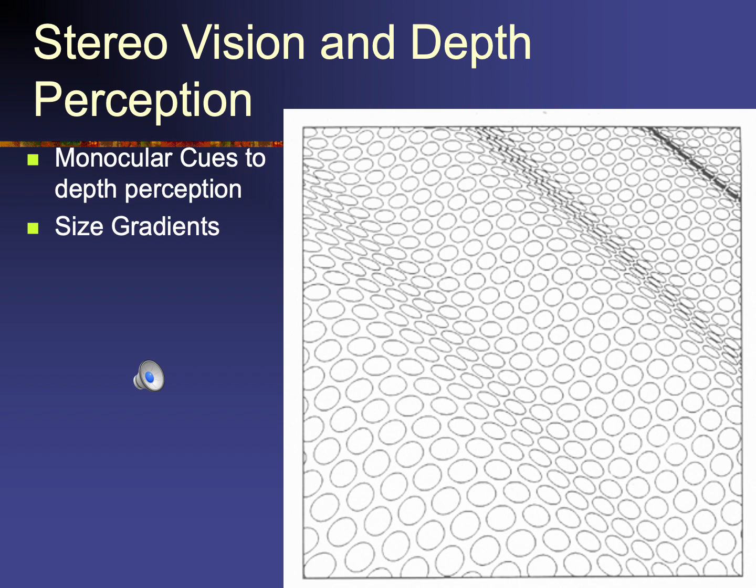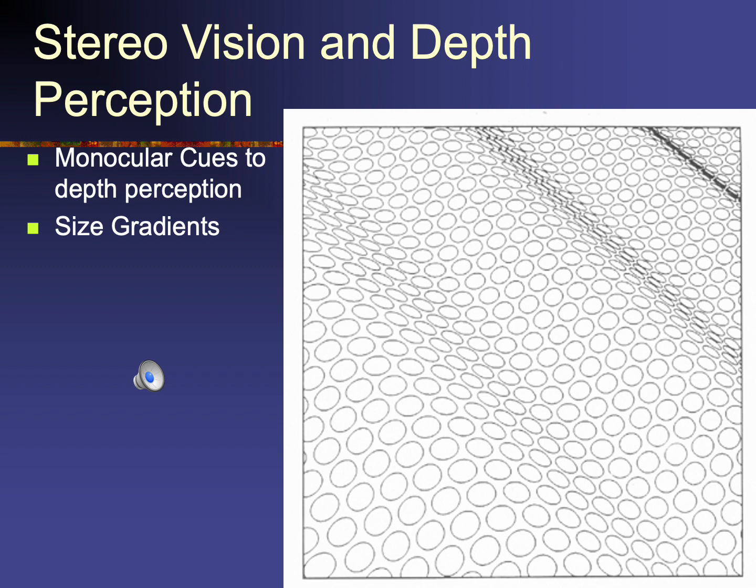Here's another monocular clue here. Now what's actually on this page, on this graphic, is just circles and ovals, but they're placed in a configuration that makes it look like a three-dimensional structure. It looks like waves with shadows.